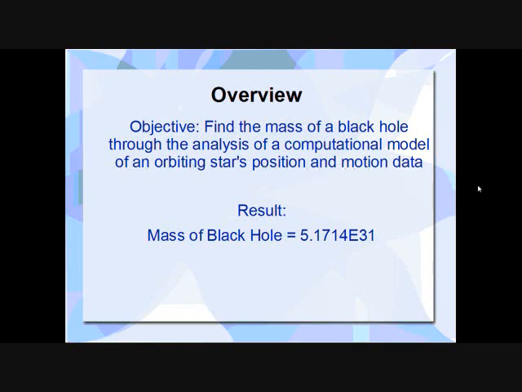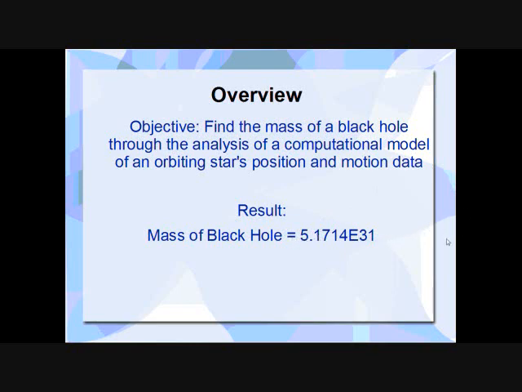Unlike previous labs, we are not going to predict an object's motion. Rather, we will work backwards in analyzing the star's motion relative to the black hole that it is orbiting to calculate the mass of the black hole, which was found to be about 5.1714 times 10 to the 31 kilograms.